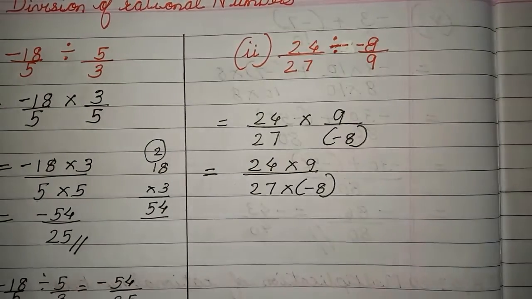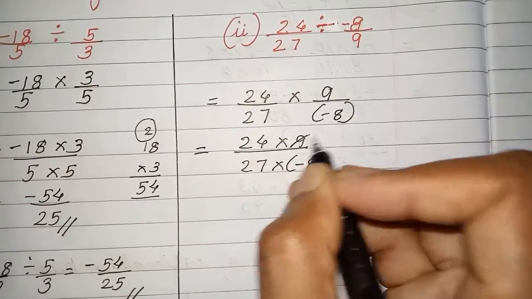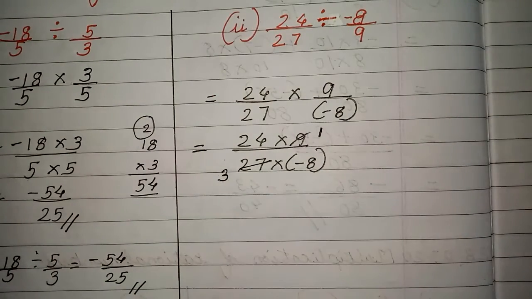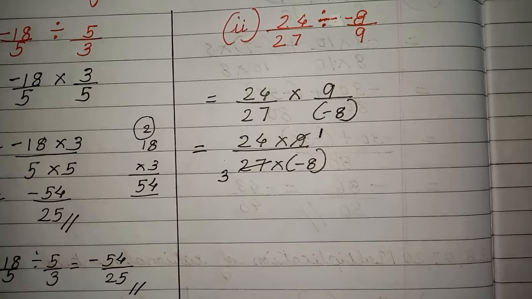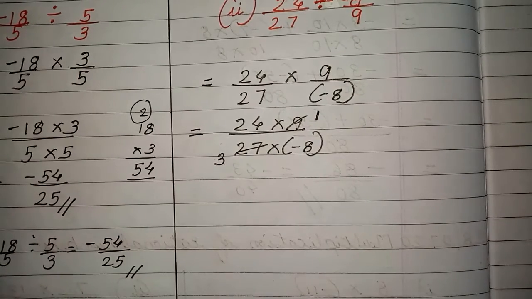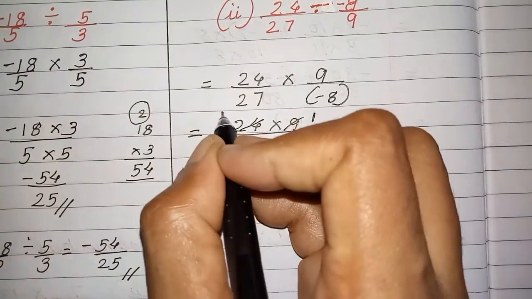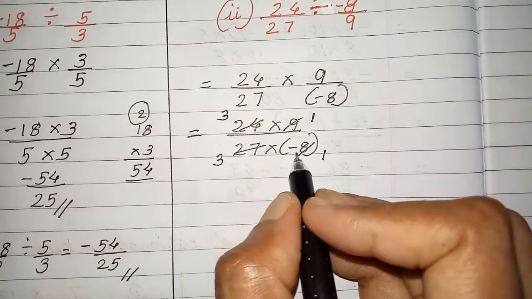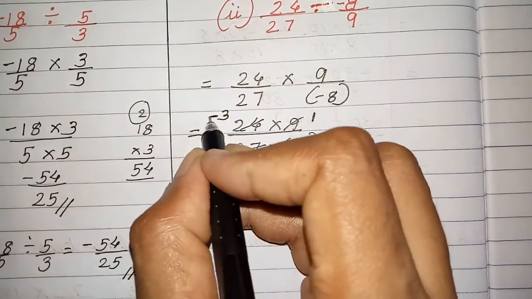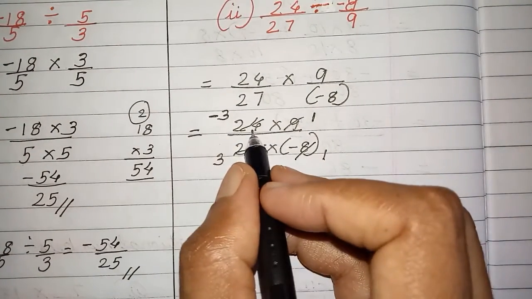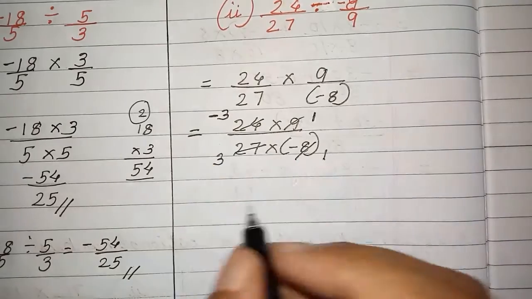Can you cancel something, children? Yes. 9 ones are 9. 9 threes are 27. You remember we used to do this in our lower classes, no? Multiplication of fractions. Similarly, here 8 ones are 8. 8 threes are 24. But here minus sign is there, no? So that minus will get carried here. Did you understand? 8 ones are 8. 8 threes are 24. But minus sign is there. So write here minus sign.